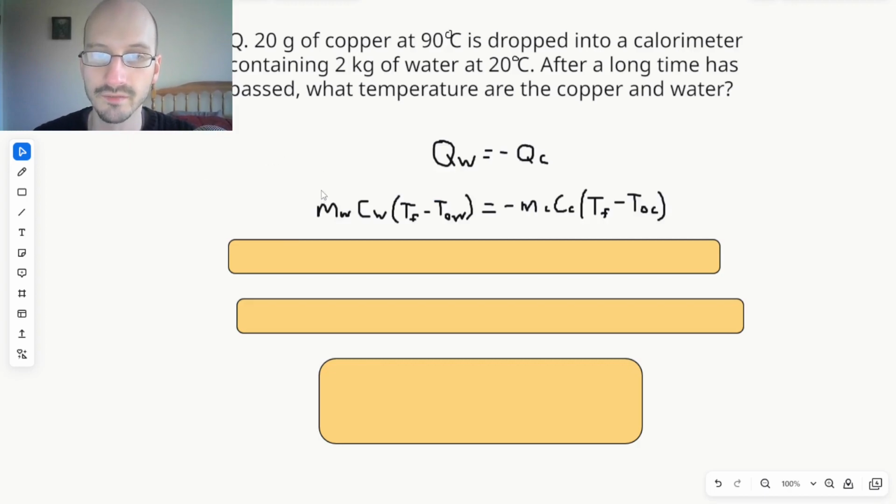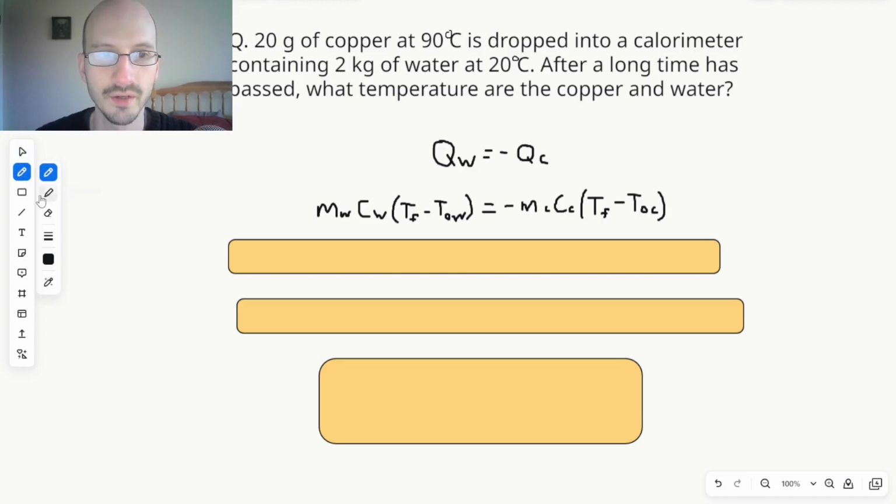It goes mass of water times specific heat of water times the final temperature minus the initial temperature of the water, delta T for the water, is equal to minus, got the minus sign, that's important, the mass of the copper times the specific heat of copper times the final temperature minus the original temperature of the copper.